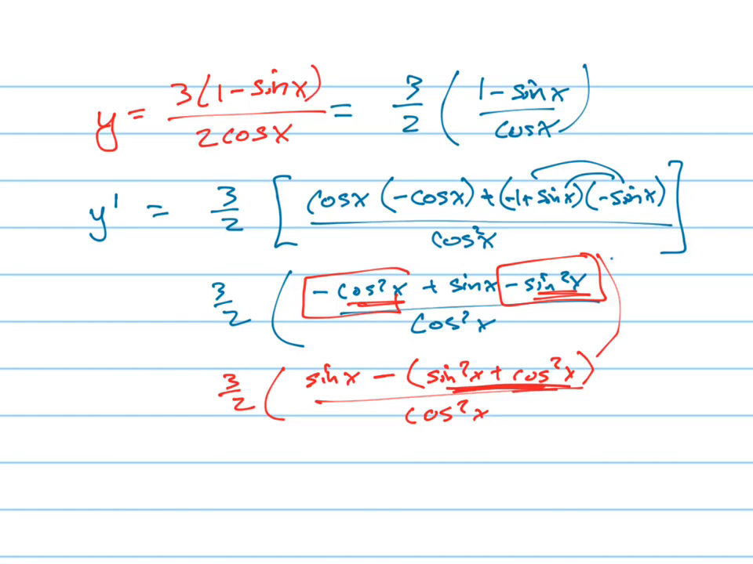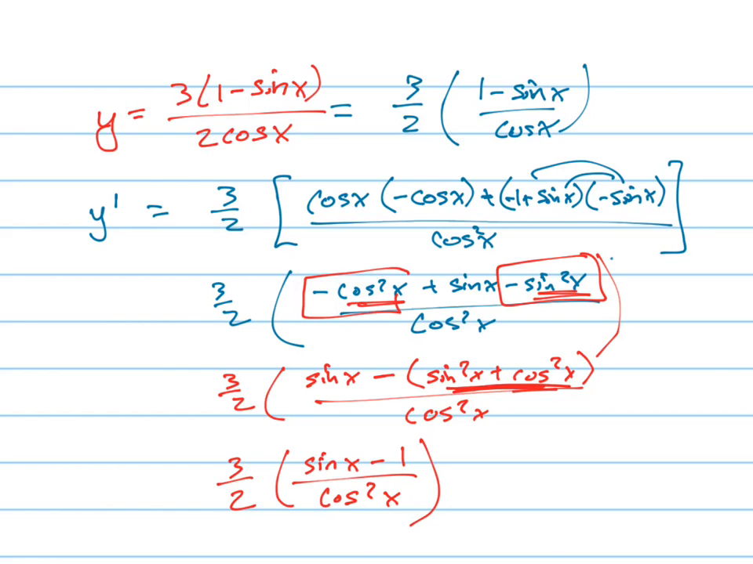Remember this little trick? What's sine squared x plus cosine squared x? It's 1. So this equals 3/2 times sine x minus 1 over cosine squared x. You get 3 sine x minus 3. That's your answer. You can put the 3's in front now if you want, or you can just leave it like that.